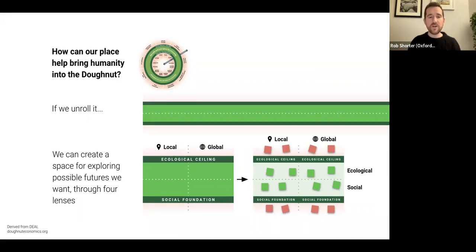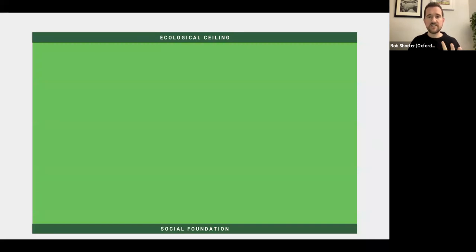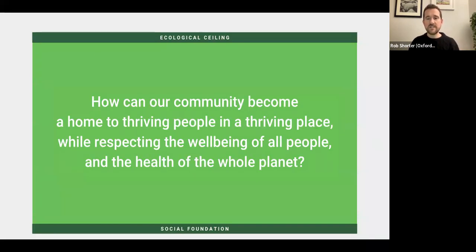But first of all, the big question we ask communities to consider is, how can our community become home to thriving people in a thriving place while respecting the well-being of all people and the health of the whole planet? And it's a big question that needs to be broken down into bite-sized pieces to allow us to really explore.